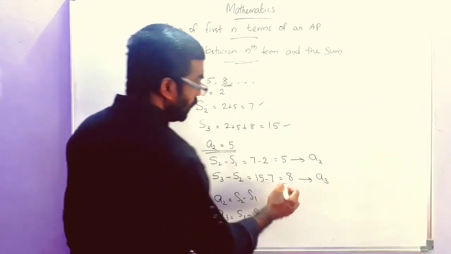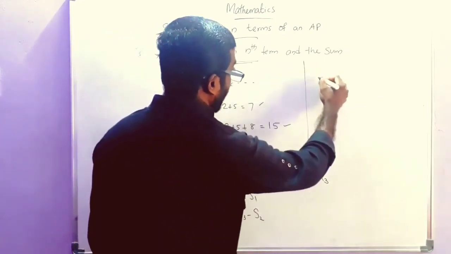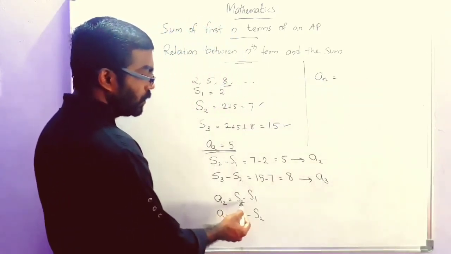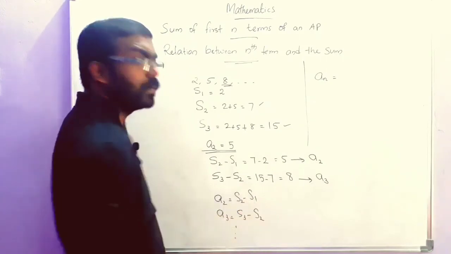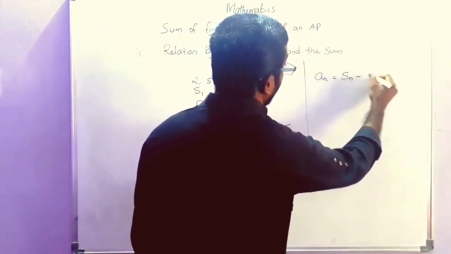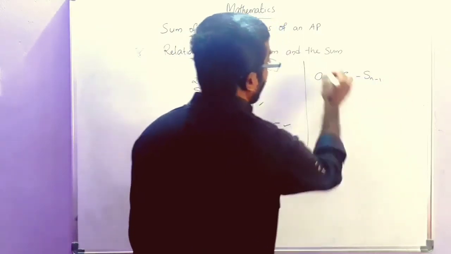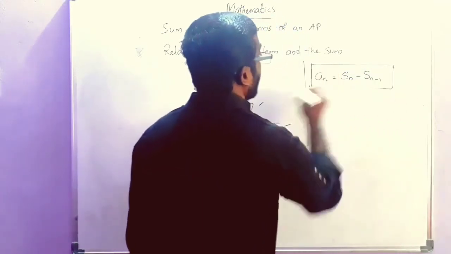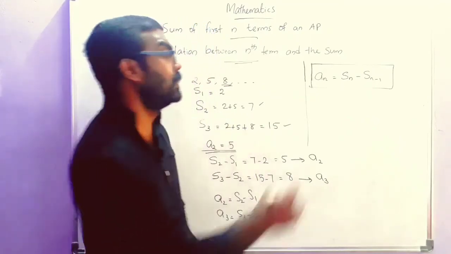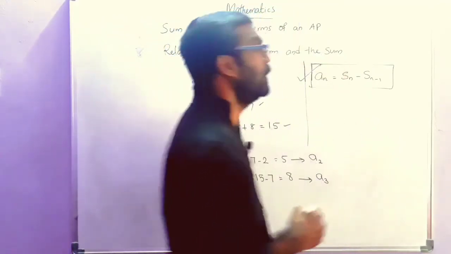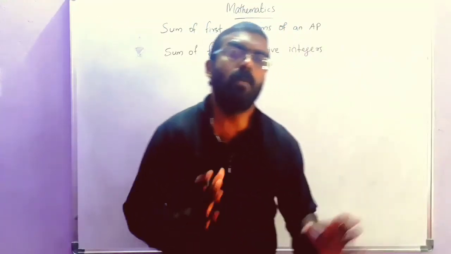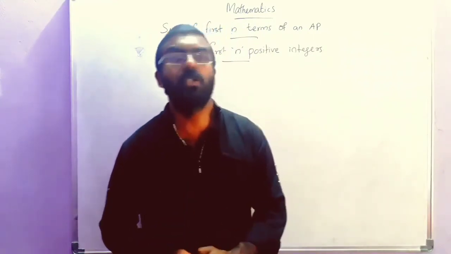And we can generalize this one. If it is n, then an is equal to, here the suffix is 2, so S2 minus the previous, that is S1. Here S3 minus S2. So Sn minus Sn minus 1. So an is equal to Sn minus Sn minus 1. Remember, this is a very important result. an is equal to Sn minus Sn minus 1. Clear?